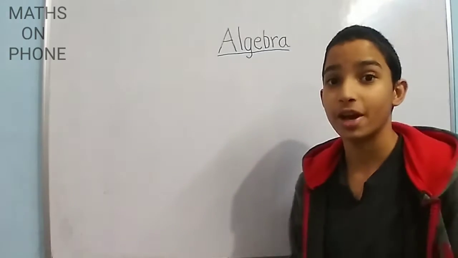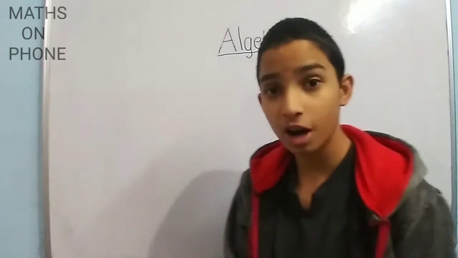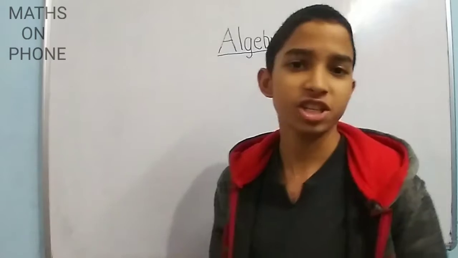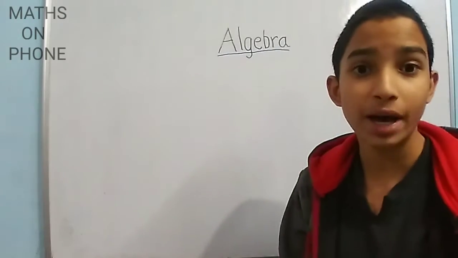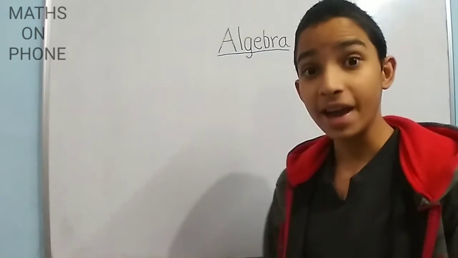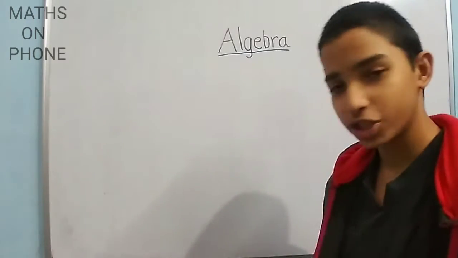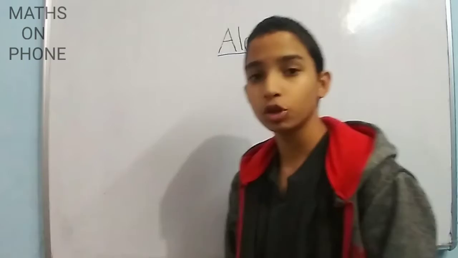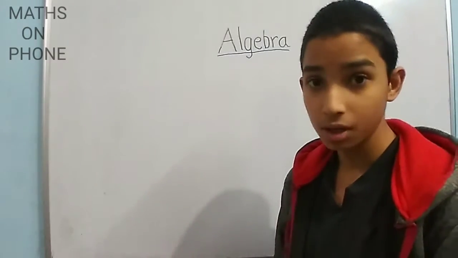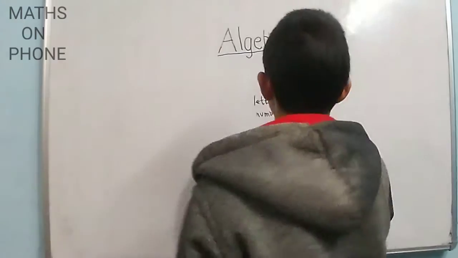Today I am going to share my understanding of algebra with you. What is algebra? Algebra is the generalized form of arithmetic. In arithmetic, as we use numbers, in the same way, in algebra, we'll use letters along with numbers. The letters are known as variables.